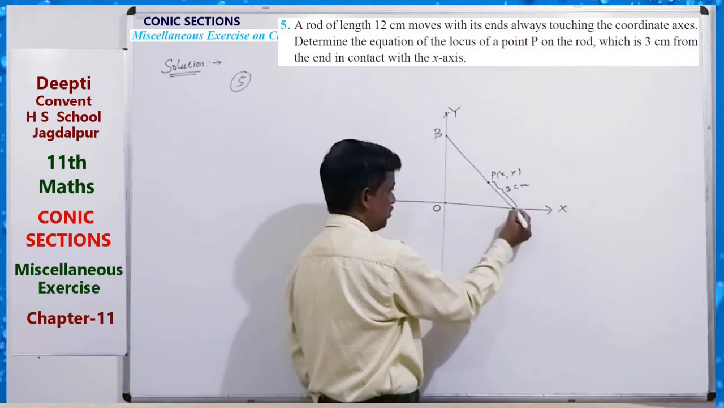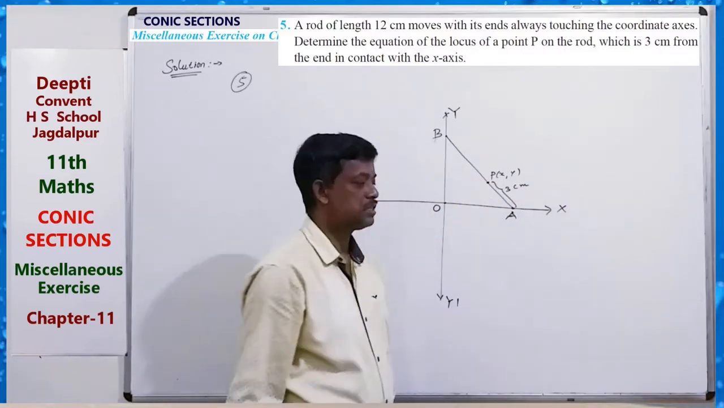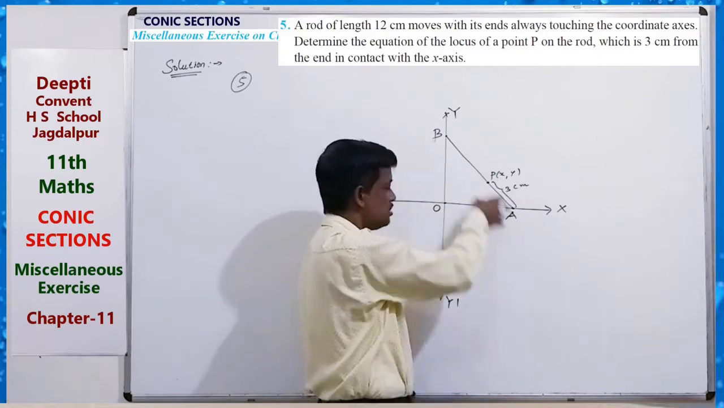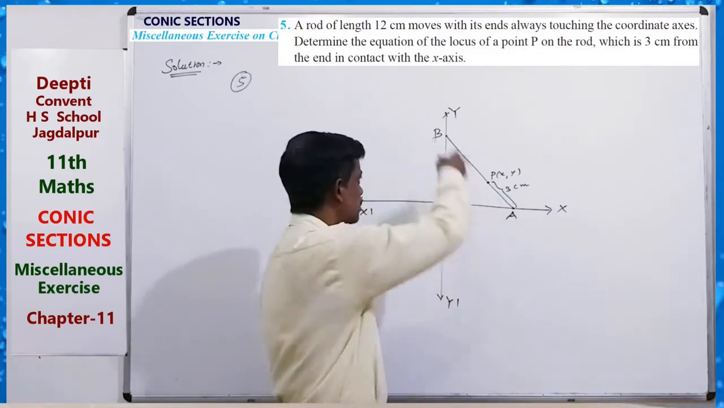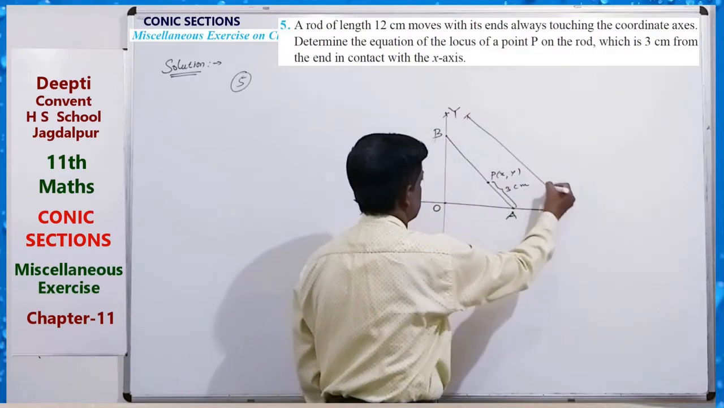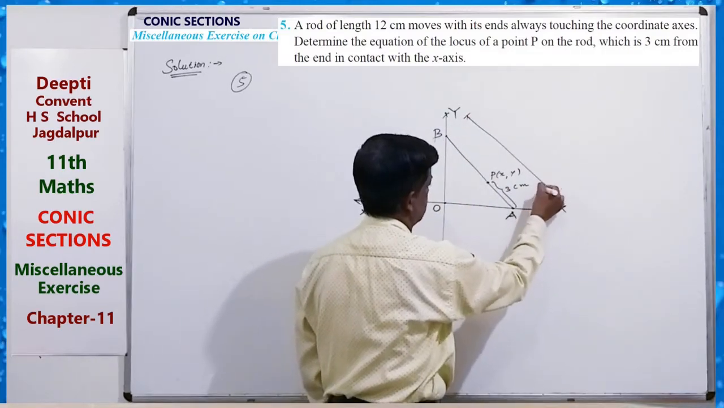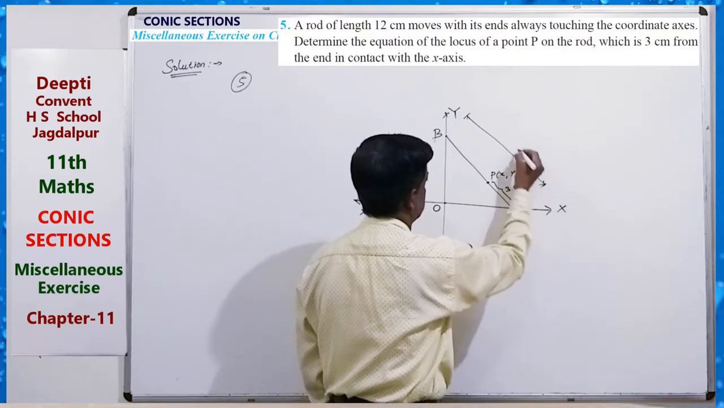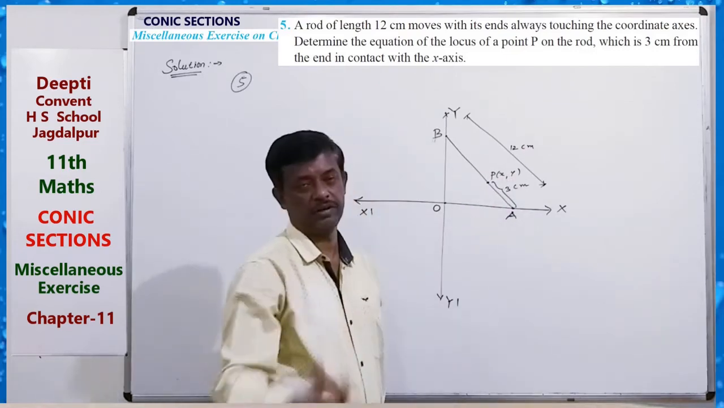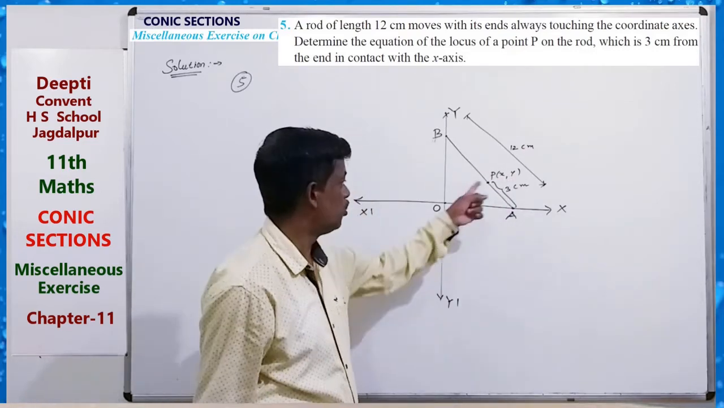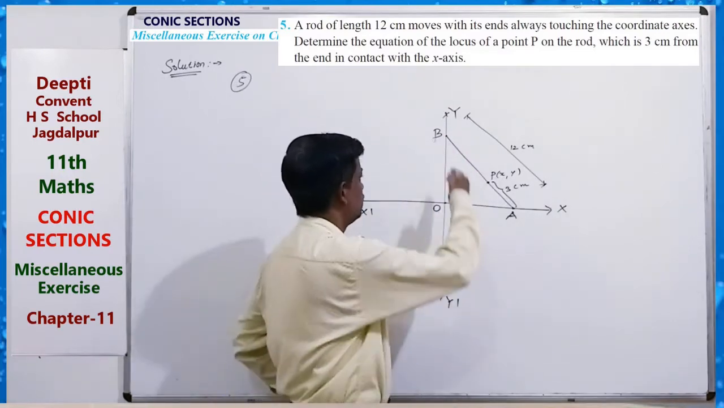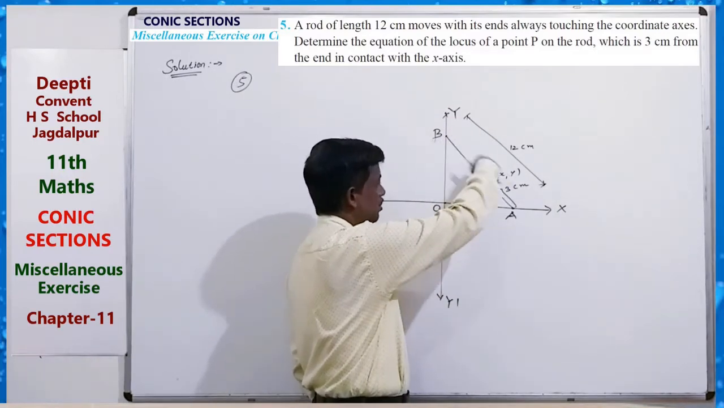From this end, at a distance 3 centimeter. And rod is what? 12 centimeter. Total distance of this rod is 12 centimeter. And from one end, 3 centimeter, P is a point. And we have to find its locus, if it moves on this axis.